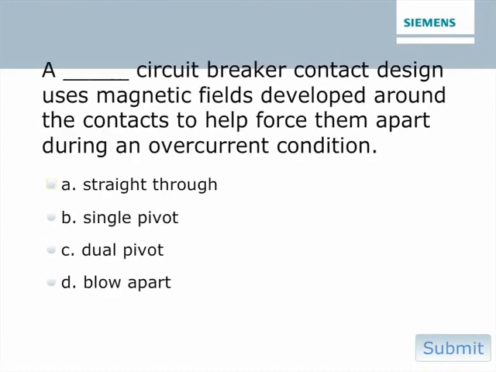Question 3. A blank circuit breaker contact design uses magnetic fields developed around the contacts to help force them apart during an overcurrent condition. Is it A, straight through, B, single pivot, C, dual pivot, or D, blow apart?